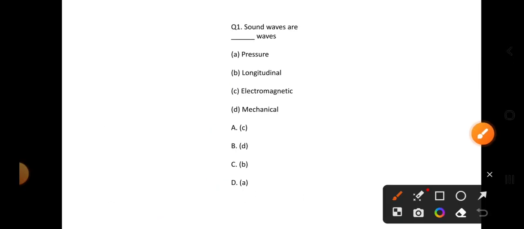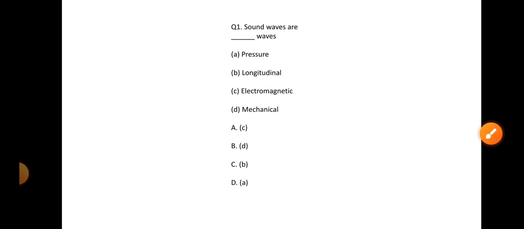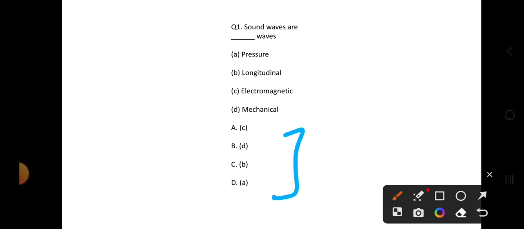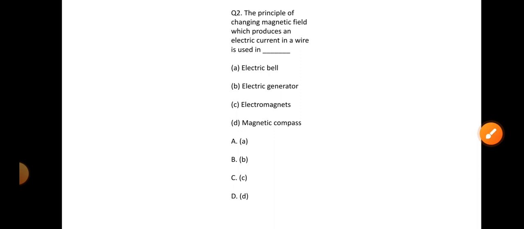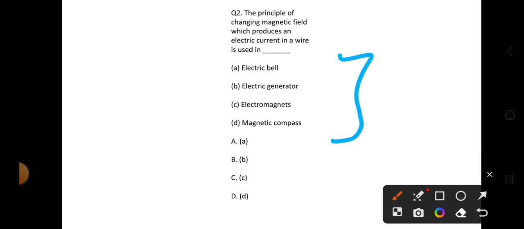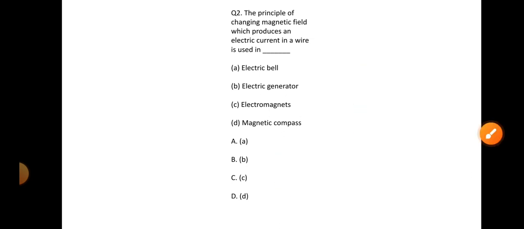So the first question says sound waves are P, A, B, C, D. You have to write the correct answer in your copy, and then check it out. Like, the options are here. And then the principle of changing magnetic field which produces an electric current in a wire is used in. Out of these four, the options are these, so be very careful.